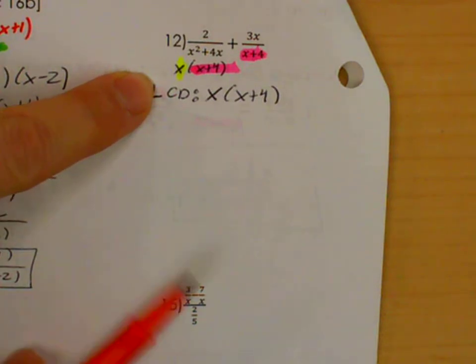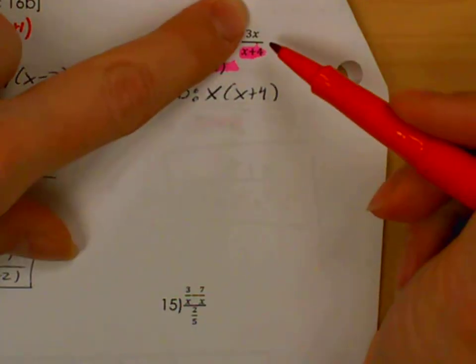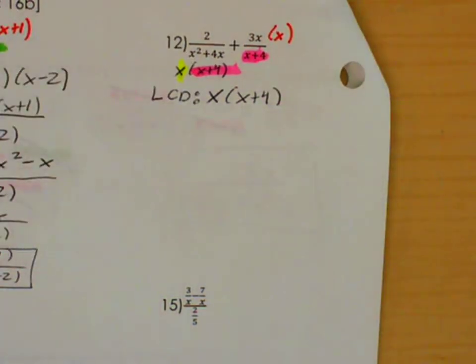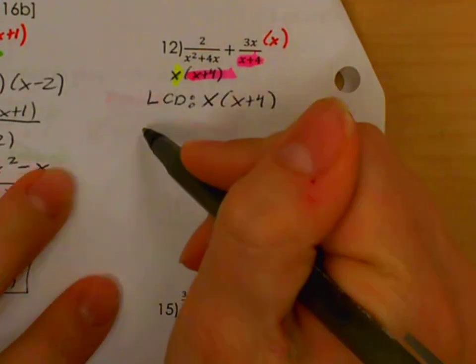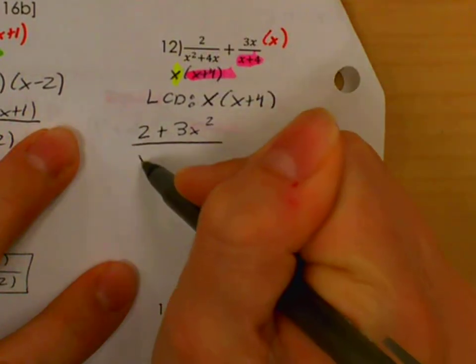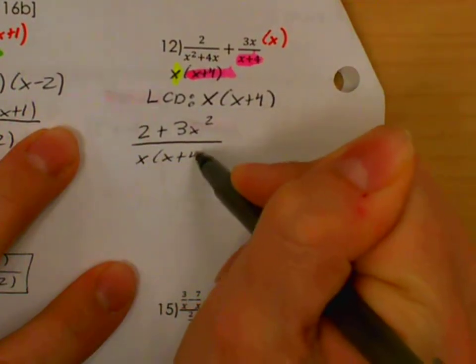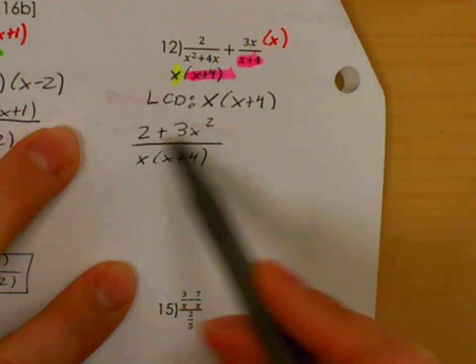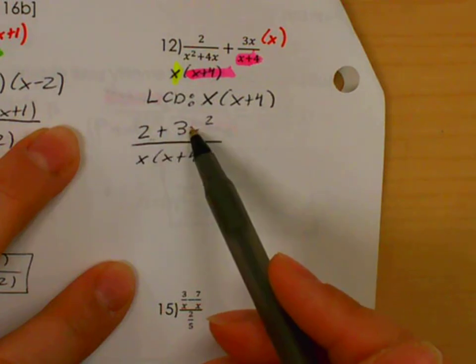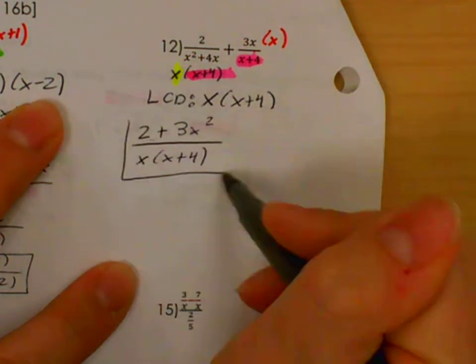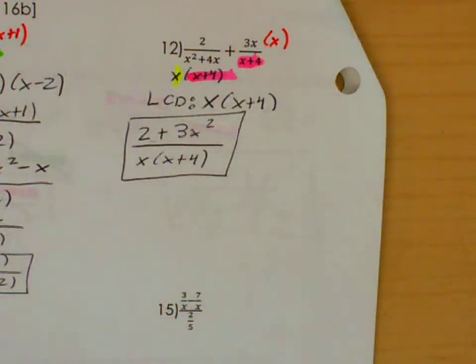So I don't need to multiply the first one by anything. But the second one is missing the x. So I am going to have to multiply that one by x. So now I have 2 plus 3x squared over x times x plus 4. If I look over here, there is nothing I can pull out. There's no GCF up here, and there's nothing that can be canceled. So this is my final answer on that one.